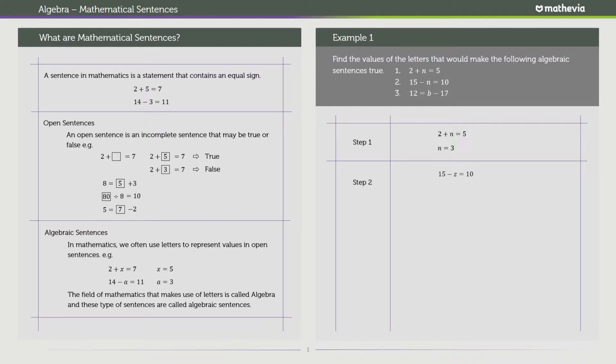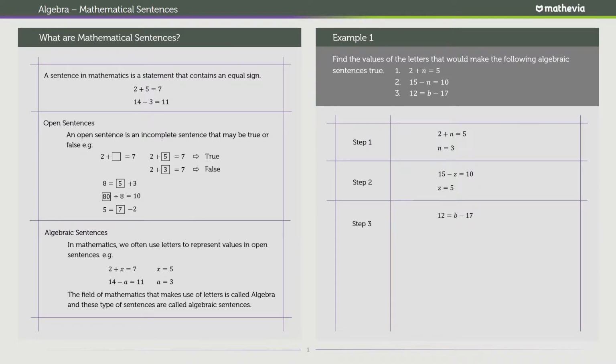Now, similarly, we have 15 minus z equals 10. So 15 minus z equals 10. Basically we've been asked, what number would you subtract from 15 to give you 10? I tell you, your answer in this case is 5. So z equals 5.